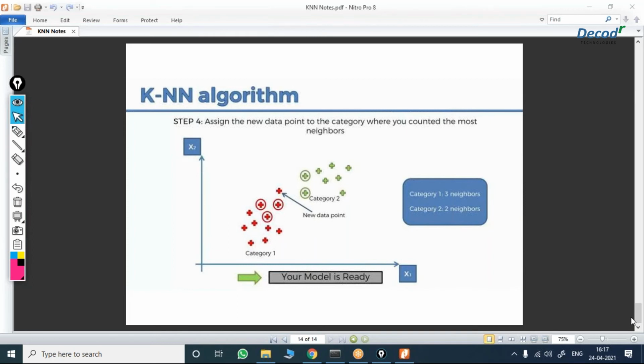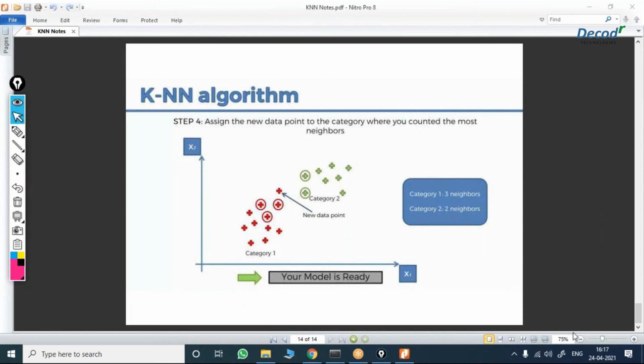Sir, how can we decide the value of k? Yes, we are going to see that one. What is the technique to decide the k? That is more important. So first we'll take k is equal to 1, complete the model and check the accuracy. K is equal to 2, we'll take the model and check the accuracy. K is equal to 3, we'll check the accuracy. K is equal to 4, we'll check the accuracies.